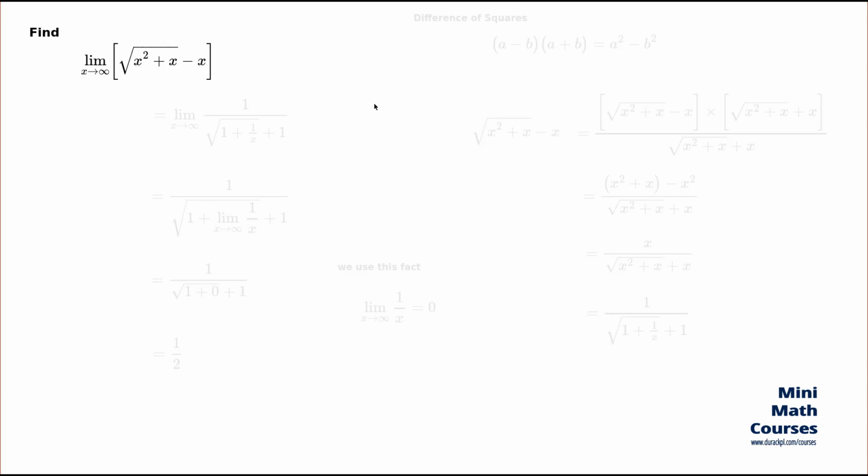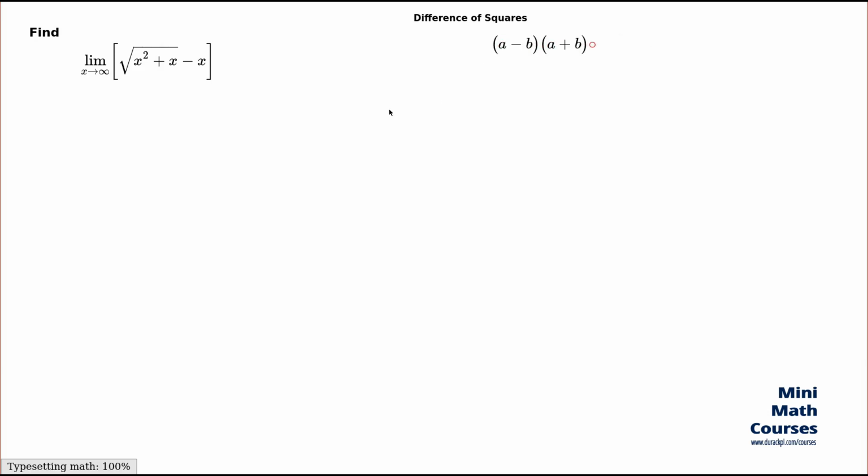Hello, in this video I will show you how to find the following limit. The method I will show today is based on a very simple trick, which is based on the difference of squares identity. That's the identity like this. This is not the only way to solve this question. This is not the only way to find this limit.